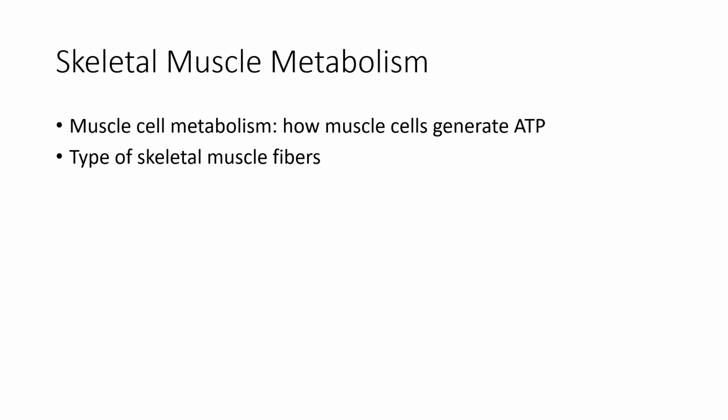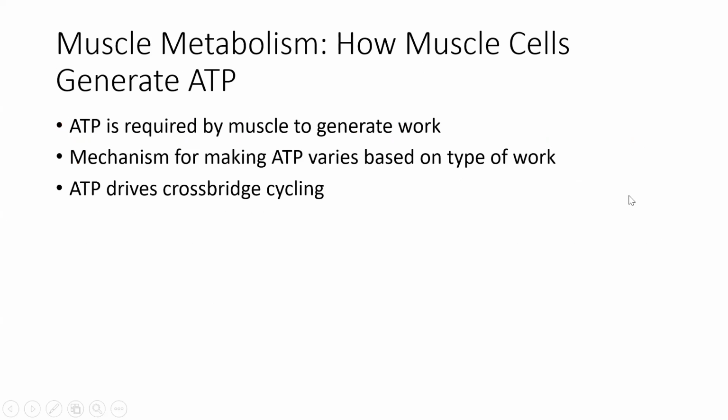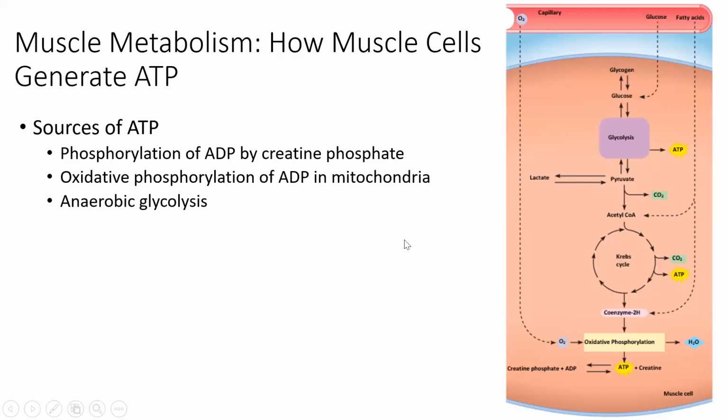So muscle metabolism is essentially how muscles make the ATP that they need, and we know where they need that ATP, right? The myosin heads specifically require that ATP to be bound in order to drive the cross-bridge cycling. And so we'll talk about how that ATP is made. We know it's made in the mitochondria for the most part, but it can also be made by other means, and we'll talk about that.